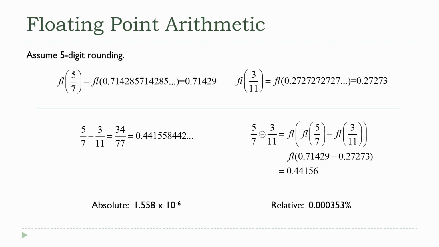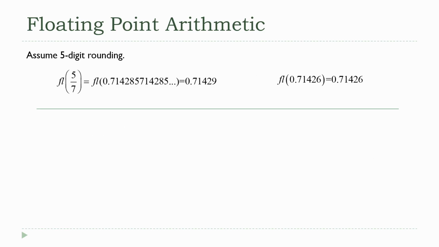So this kind of established that we can get reasonable results even with this kind of rounding business. Okay, let's look at another example. So I've got another example for us here, and it's very similar to the last one. I'm going to start with 5/7 again, but this time for my second number, I'm going to do 0.71426, which is a machine number in our 5-digit rounding scenario.